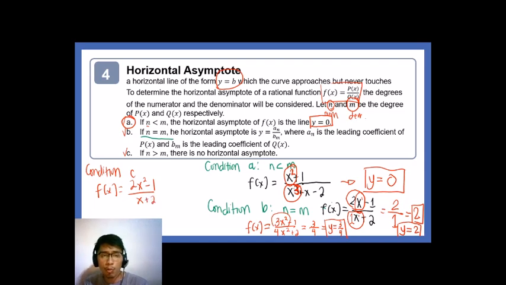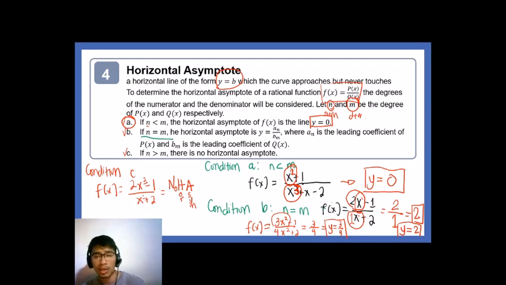As you can observe, which one has the highest degree, the numerator or the denominator? Obviously, the numerator. We have 2 here, and for the denominator, we have 1. The numerator is greater than the denominator, so obviously no horizontal asymptote, or NHA. You cannot give one. So that's how we compare the degrees, and those are the conditions you have to consider while comparing the degrees in getting the horizontal asymptote.